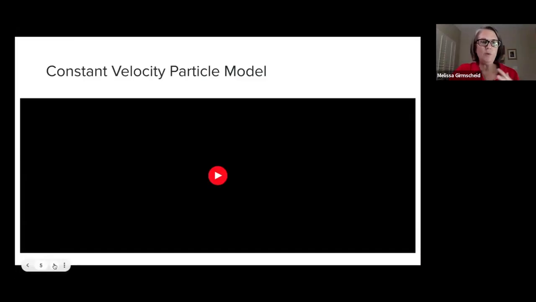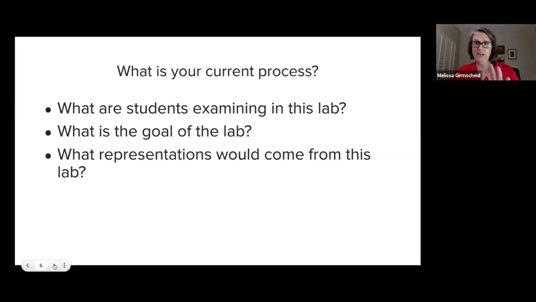And one thing that we wanted to do to start, and you are welcome to raise hands, chime in, and pop into the chat, are these three questions. When you are doing a lab like this, what is your current process? What are the students examining in the lab? What is the goal? What representations would come from this lab? So, I'm going to give you some time to think about it. And when you're ready, feel free to start popping stuff into the chat, raising your hands, or just unmuting and chiming in.